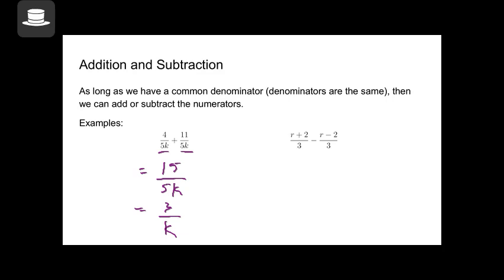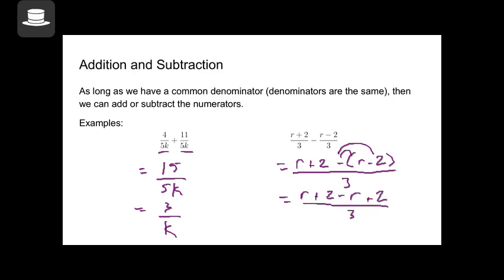Now for my second one here, I have r plus 2 over 3 divided by r minus 2 over 3. So for this one, I would say, okay, well, I have r plus 2 minus, and remember that it's the entire thing being subtracted. Okay, so r plus 2, I need to make sure that I distribute the negative to both the r and the negative 2. So I actually have r plus 2 minus r plus 2 divided by 3.